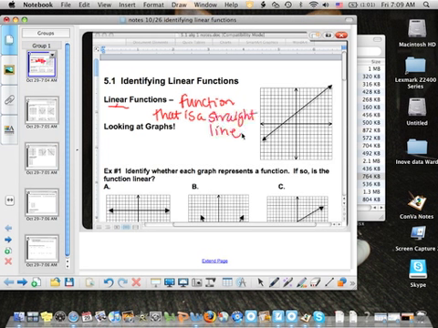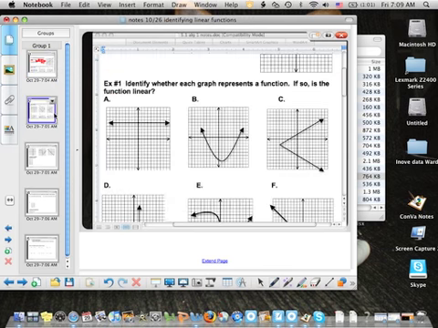So basically what we're going to do is look at three different pieces of information and be able to tell whether they are in fact a function and then a linear function. So the first one we're going to look at is graphs. We're going to identify first whether they're just a regular function by saying yes or no, and then if they are a function, then we'll talk about the fact of if they're linear.